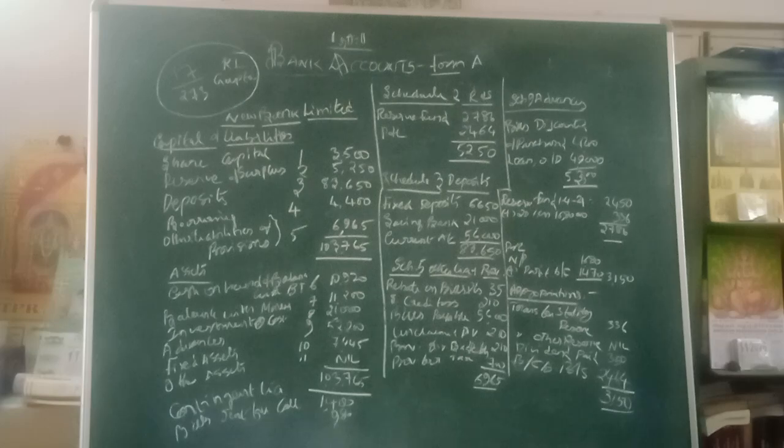Then money at call and short notice. We have to take this item, schedule number 7, on the asset side. Then another one is investments. This is schedule number 8. The total amount of investments, with the information related to investments given in the question, we have to take here.